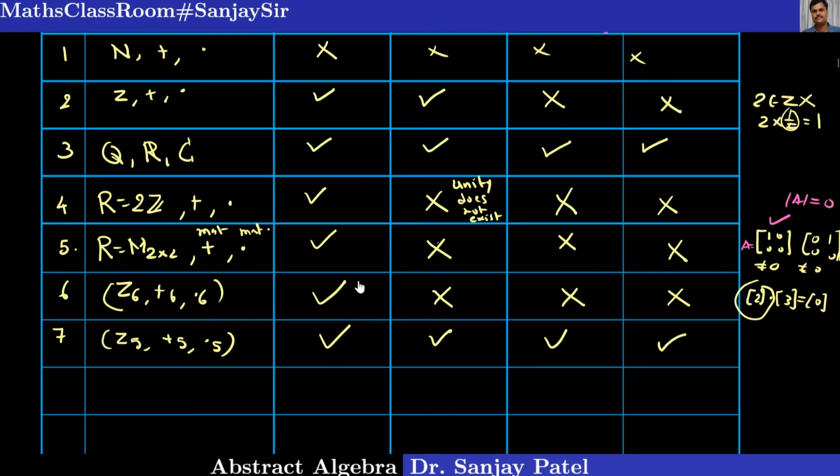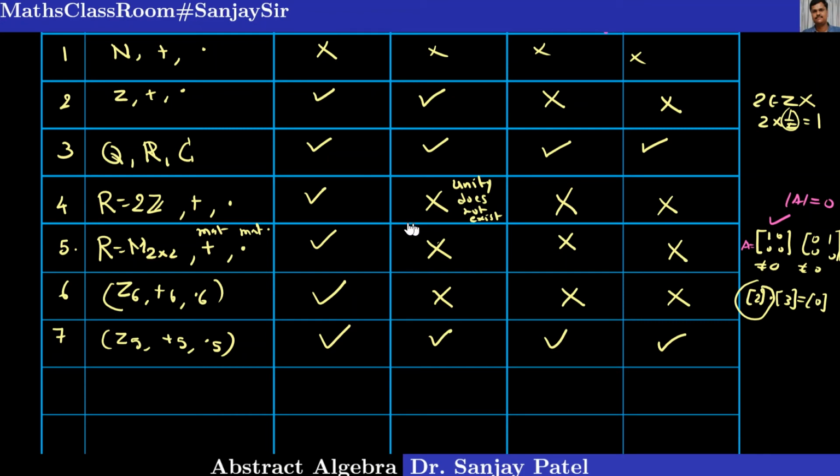Remember, by the definition of field and division ring, I can say every field is always a division ring. If R is a field, it implies R is always a division ring. But the converse of this is not true. It means if R is a division ring, it need not be a field. We will be discussing an example of this type later on.